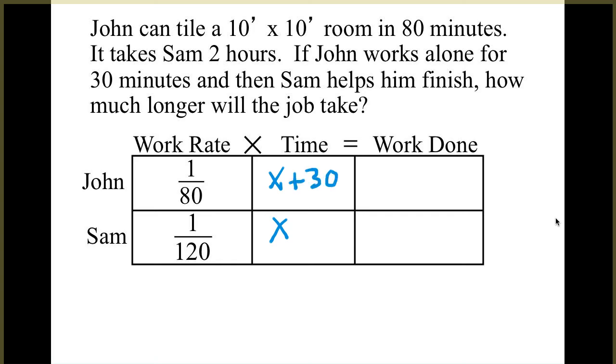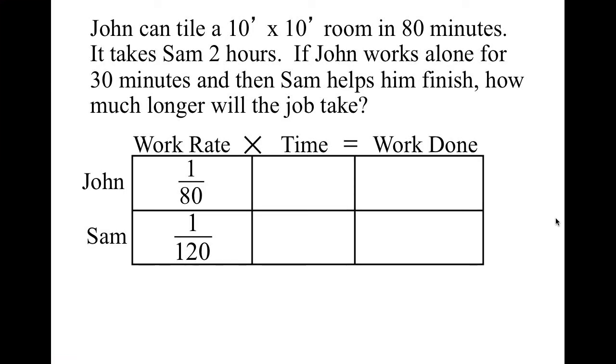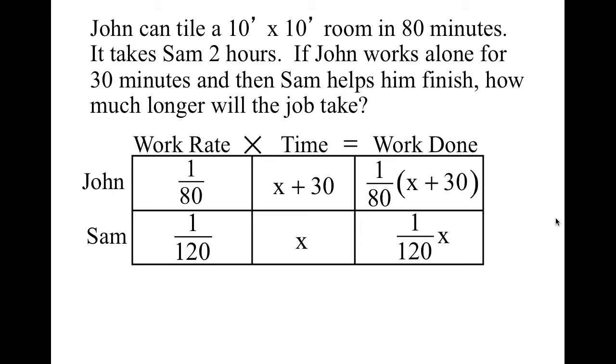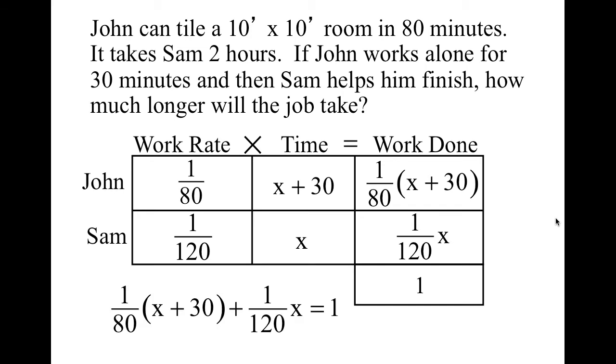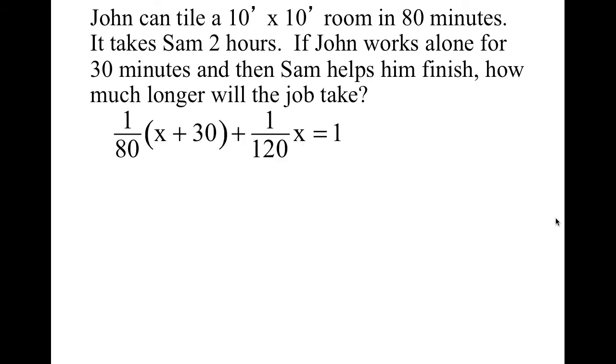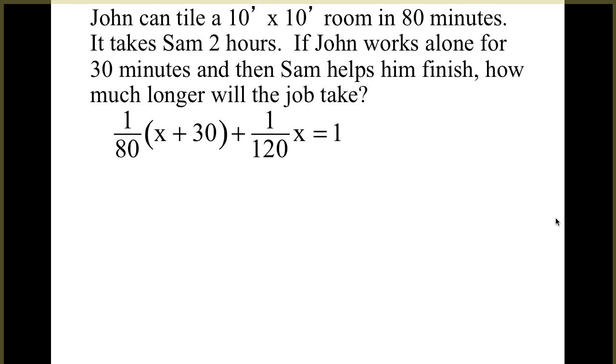So now what we've got is John's time, multiply across Sam's time, and then add them going up and down to complete one complete job. And there's your equation. Now I'm going to skip forward a little bit. Okay, here's the equation.